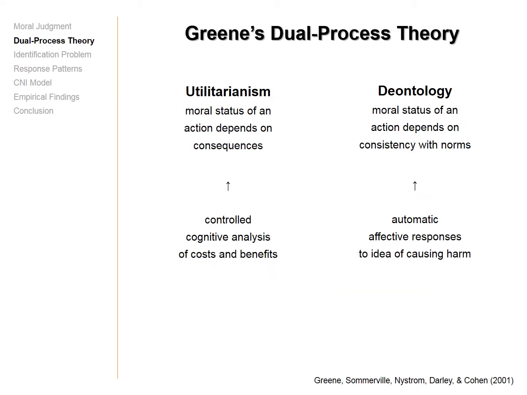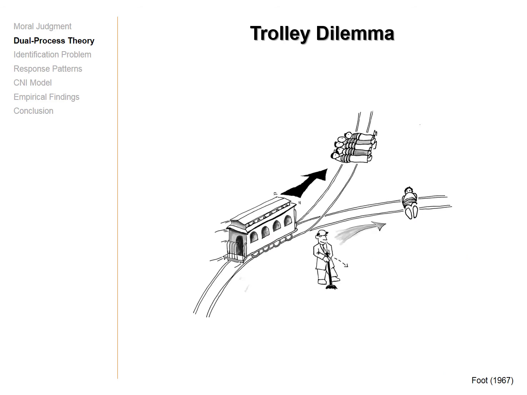One of the most prominent examples in this regard is Josh Greene's dual process theory of moral judgment, which argues that utilitarian judgments are the result of controlled cognitive analysis of costs and benefits, whereas deontological judgments are rooted in automatic affective responses to the idea of causing harm. So the dominant paradigm to test these assumptions has been Philippa Foot's well-known trolley dilemma, in which a runaway trolley approaches a group of 5 people that would be killed unless the trolley is redirected to another track, where it would kill only 1 person.